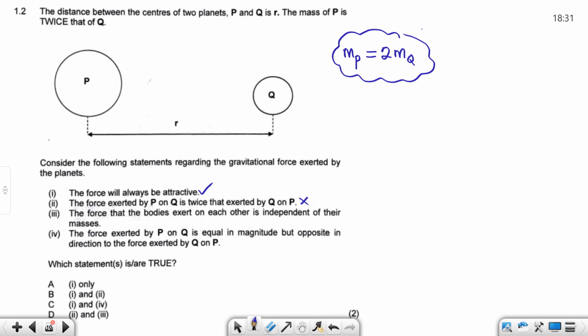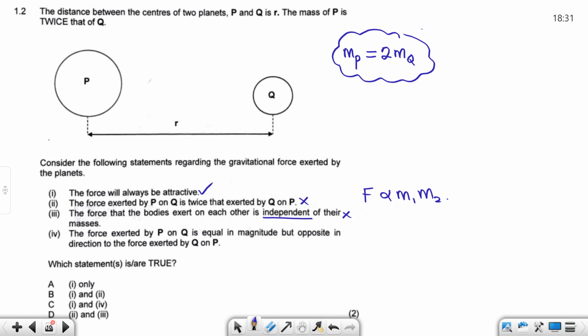All right, let's look at the third one. The force that the bodies exert on each other is independent of their masses. Do you understand the word independent? It means does not depend. And that's not true. It depends. Why? The force is directly proportional to the product of the masses, which means bigger masses would have what? A bigger force of attraction. So this one is also what?